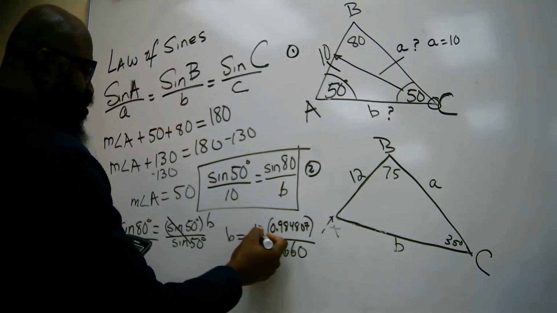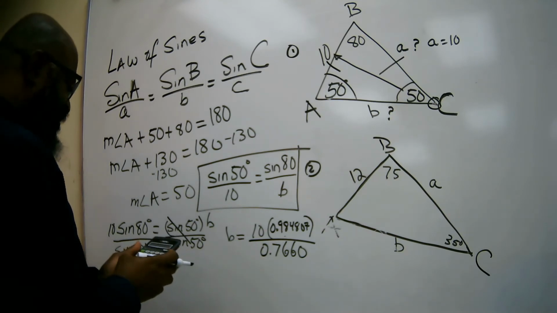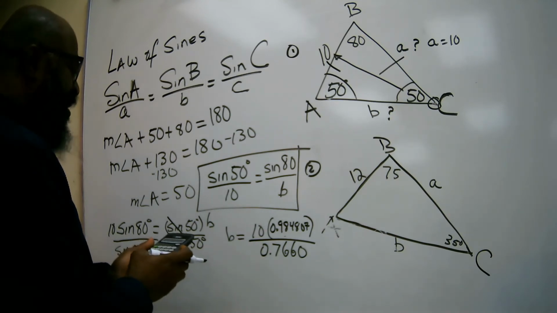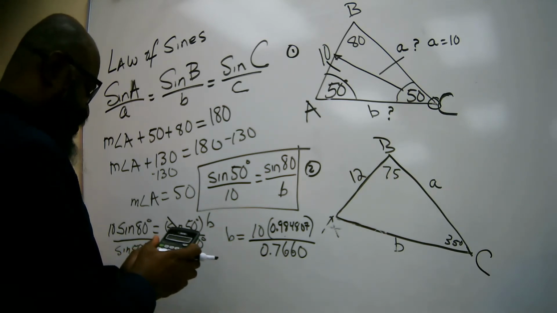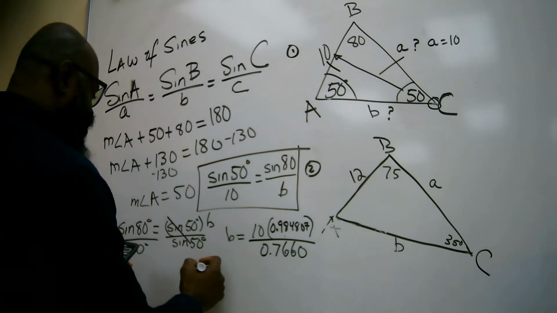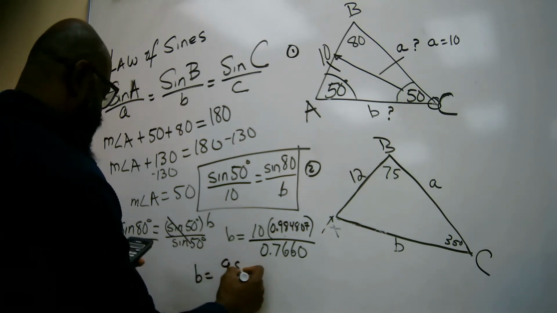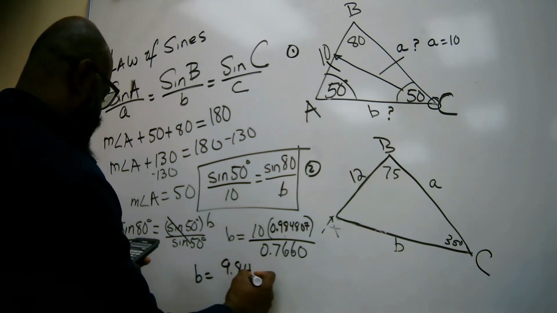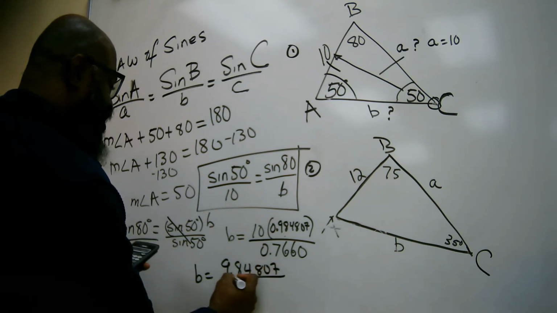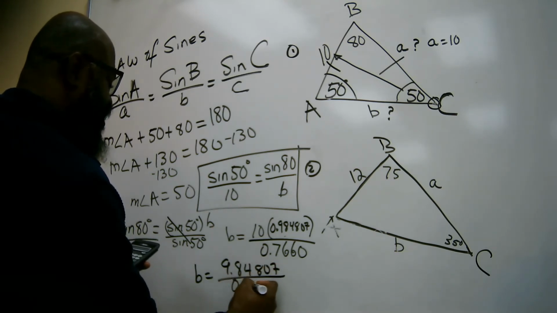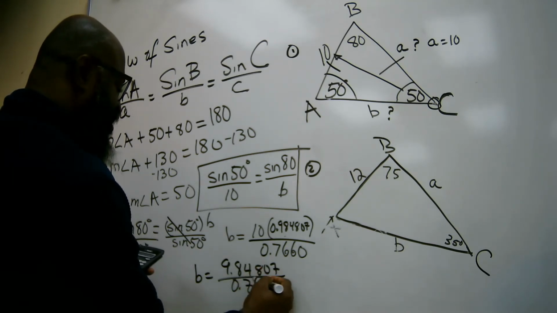It's easy. Anything you multiply by that, I'll give you 9 point something. So it shouldn't be limited. 10 multiplied by 0.984807. That will give you B equal 9.84807. Then you divide by 0.7660, and you will have B.